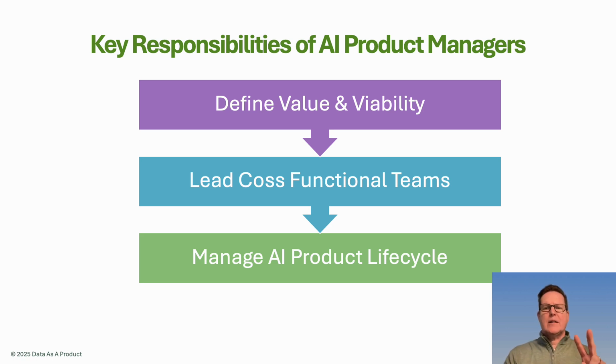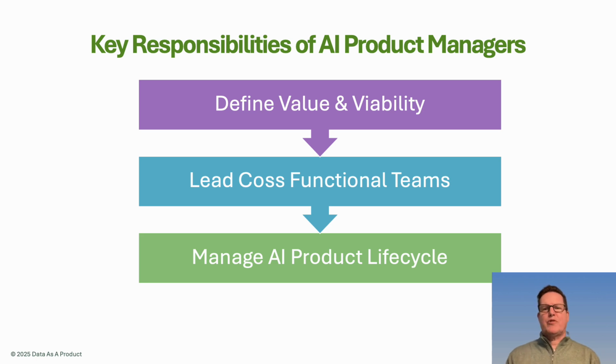Now, second, AI product managers lead cross-functional teams. You'll collaborate with data scientists, engineers, designers, and other stakeholders to ensure that your product is feasible, usable, and impactful. This requires not just coordination, but the ability to foster alignment among diverse team members who have different priorities and varied expertise. Lastly, you oversee the entire life cycle of the AI product, from problem definition to deployment.